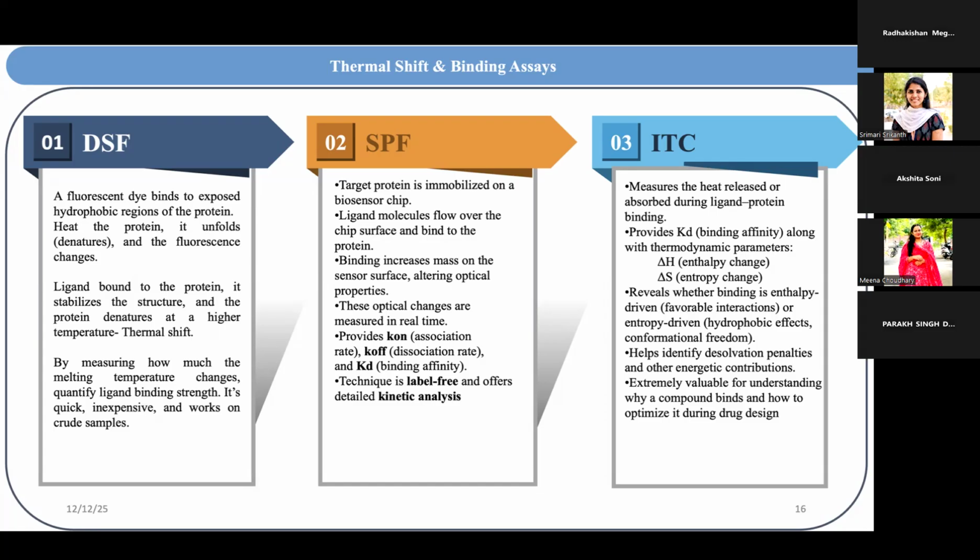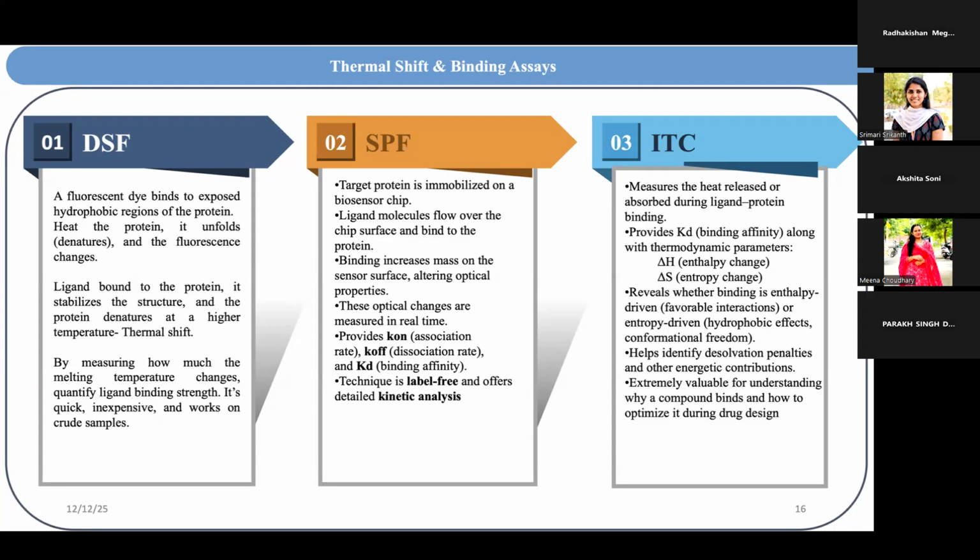In DSF, differential scanning fluorimetry, the fluorescent dye binds to the exposed hydrophobic regions of the proteins. Once we heat the protein, it unfolds and the fluorescence changes. If we have a ligand bound to the protein, it stabilizes the structure and the protein denatures at a higher temperature. We call this the thermal shift. By measuring how much the melting temperature changes, we can quantify the ligand binding strength. It also works on crude samples.